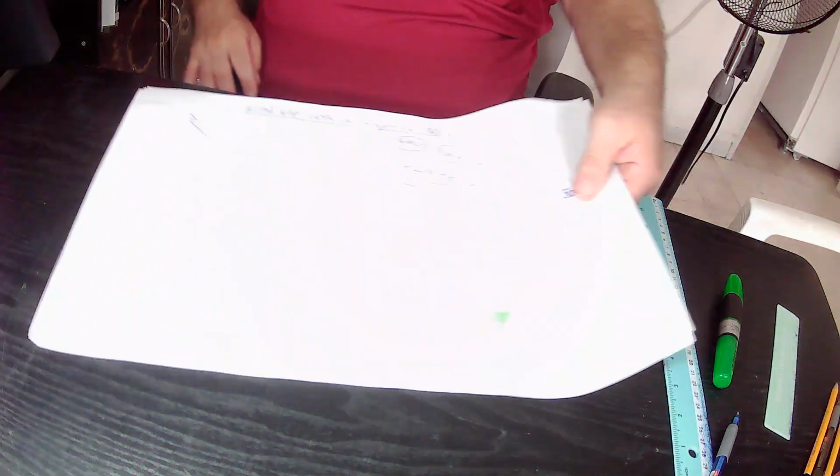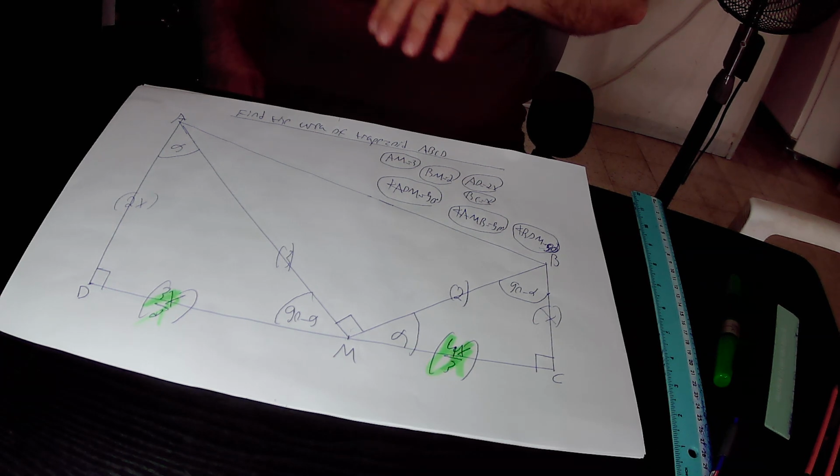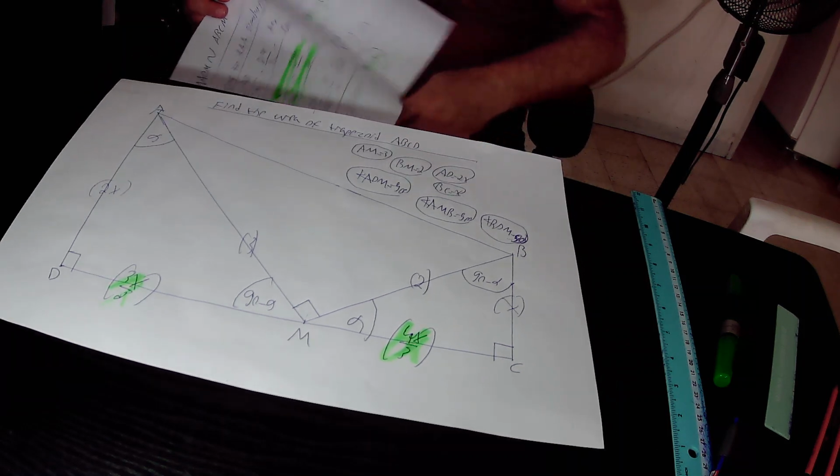The second question, our mission is to find the area of another trapezoid with the same name. Okay, the name of the trapezoid is ABCD, but it is a totally different trapezoid than the trapezoid of the first question. So this is trapezoid ABCD.